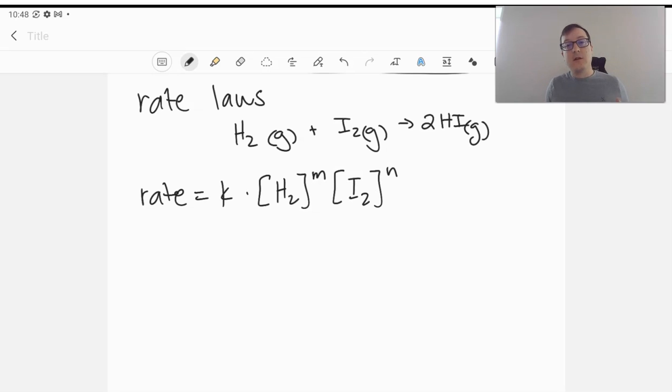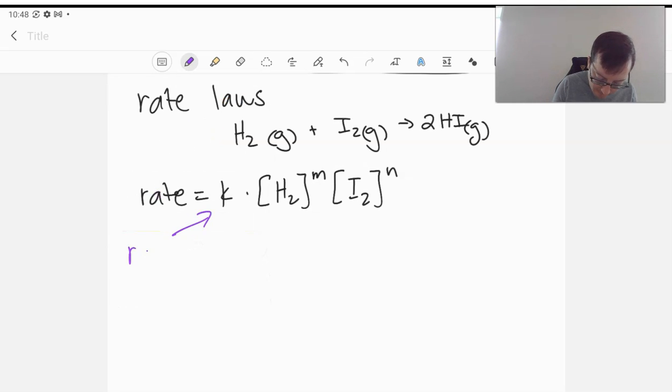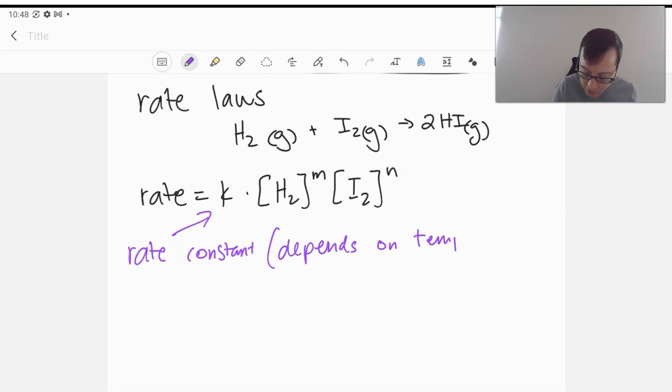So for this set of reactants, we have our two reactants, hydrogen and iodine. Our rate law would be an equation that describes how the rate will change with concentration. And so we have K here, which is a rate constant. And we're going to see that rate constants depend on temperature. Generally speaking, as temperature goes up, your rate constant also goes up.